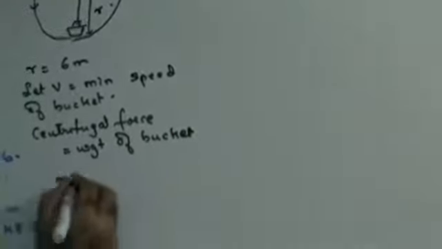Centrifugal force is nothing but mv square by r. Weight of the bucket should be mg. Under this condition, the water will not spill, right? So in that case, m and m get cancelled. So I'll get V is equal to square root of rg. So you will come to know the linear velocity, but we know that V is equal to r omega. Therefore, I can say r omega is square root of rg.